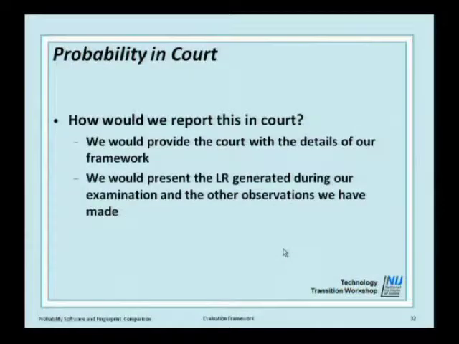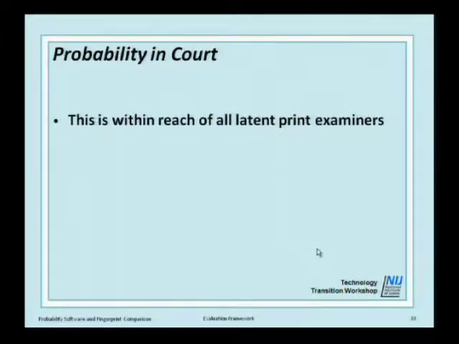So what about probability in court? Okay. Well, we provide the court with details of our framework. If we're using a framework, we will present the likelihood ratio that's been generated during our examination and other observations. So pretty much, we're just going to tell the court what we did. And those are the main take-home points of this.